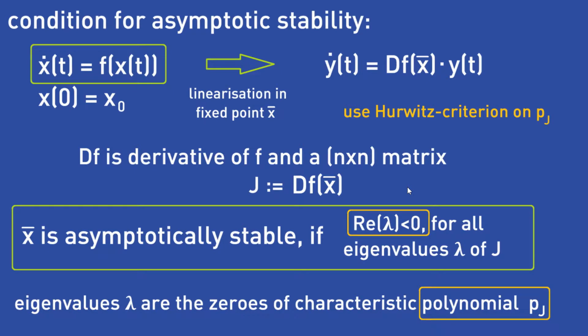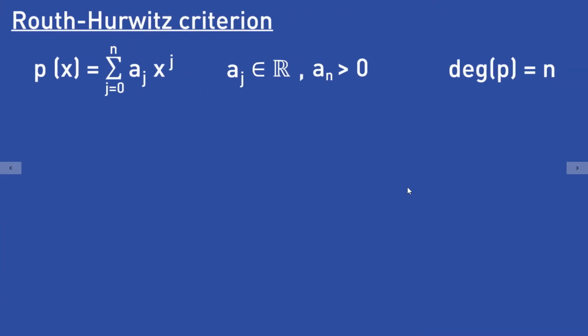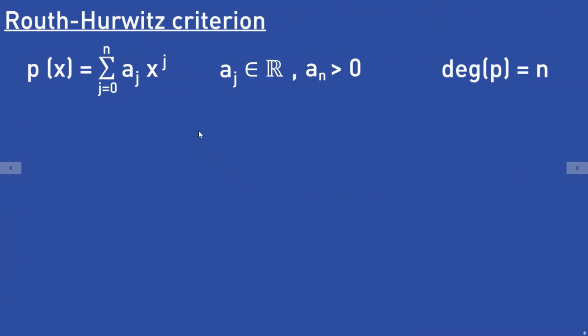Okay, let's take a look at the Routh-Hurwitz criterion now. Let P be a polynomial of degree n with real coefficients, and an has to be larger than 0. If an is not larger than 0, just multiply the whole polynomial p with -1. Then an will be larger than 0, and this will change nothing with the zeros of the polynomial.